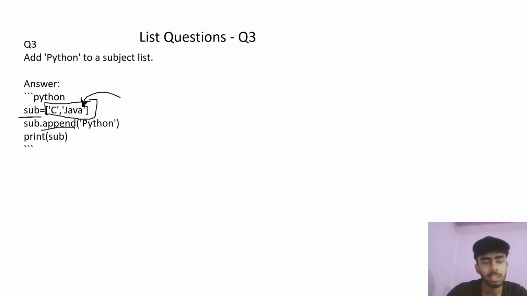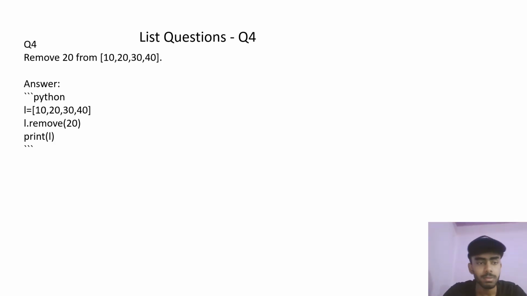First C, then Java, then Python. It automatically gets written over there. Then you can easily print your subject and you will get your output. Now come to the next question. From this list you have to remove 20. This remove is also predefined. So from this list you can write I dot remove 20 and print I. Then 20 automatically gets removed.